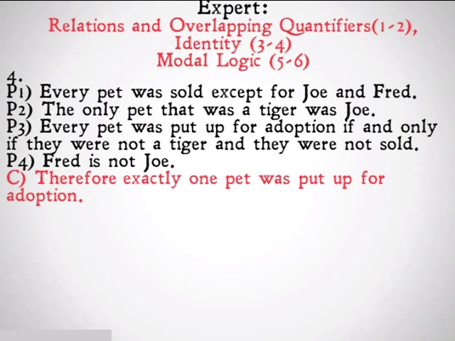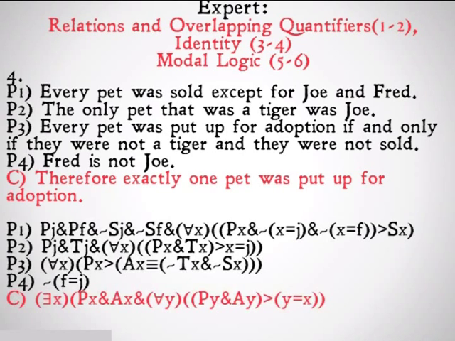Fred is not Joe. Often you wouldn't see that premise in the actual original argument, but you could infer it from the fact that they seem to be 2 differently named people. If we were talking about Fred and Mr. Smith, we might not be able to infer that because Fred could be Mr. Smith, but usually if you have 2 different first names, we're probably talking about 2 different things. Therefore, exactly 1 pet was put up for adoption.